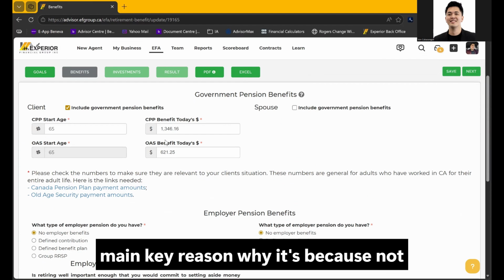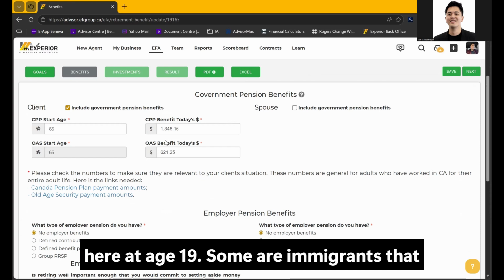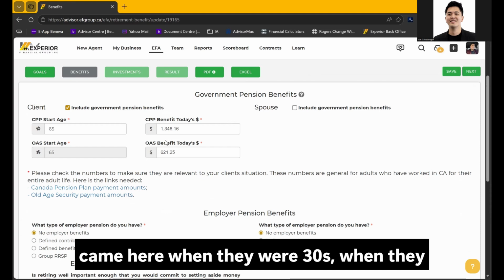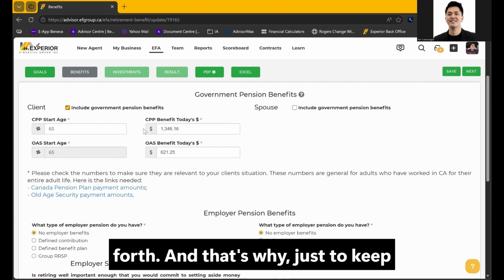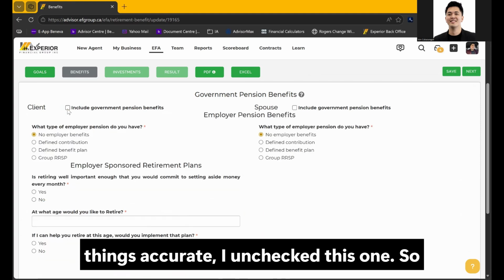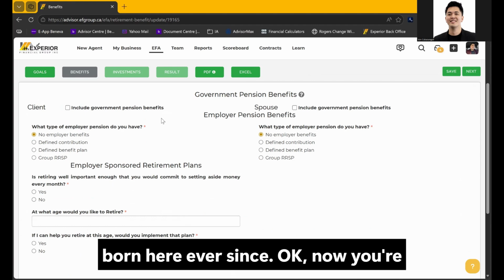The main key reason is that not every client has started working here at age 19. Some are immigrants that came here when they were in their 30s, when they were 35, when they're 25, and so forth. And that's why, just to keep things accurate, I uncheck this one. So don't check it unless the client has been born here ever since.